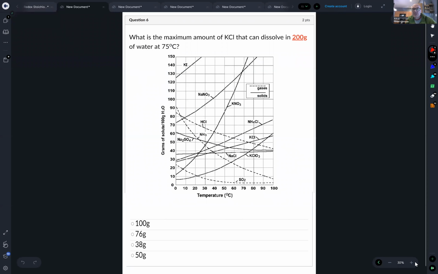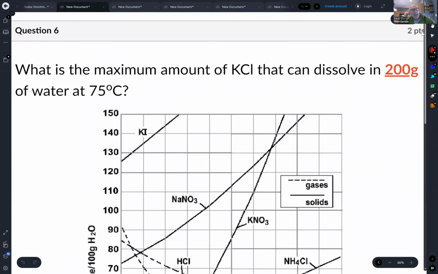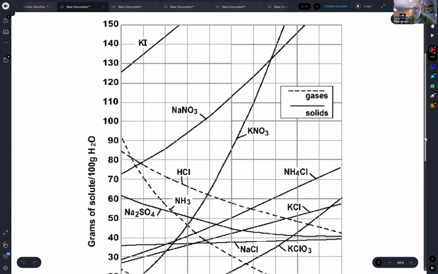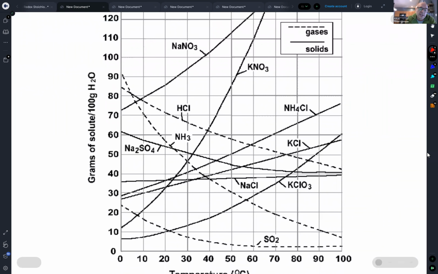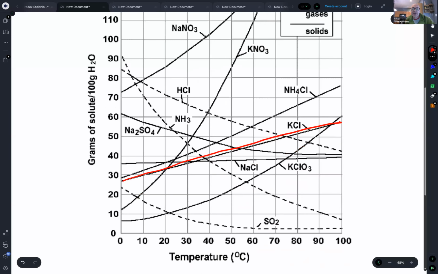And it's another one of these graphs. And what they're asking us to do on this one, maximum amount of KCl that can dissolve in 200, not 100. So KCl, let's find that line. KCl, it is a straight line going up right here. What's the maximum that can dissolve at 75 degrees?